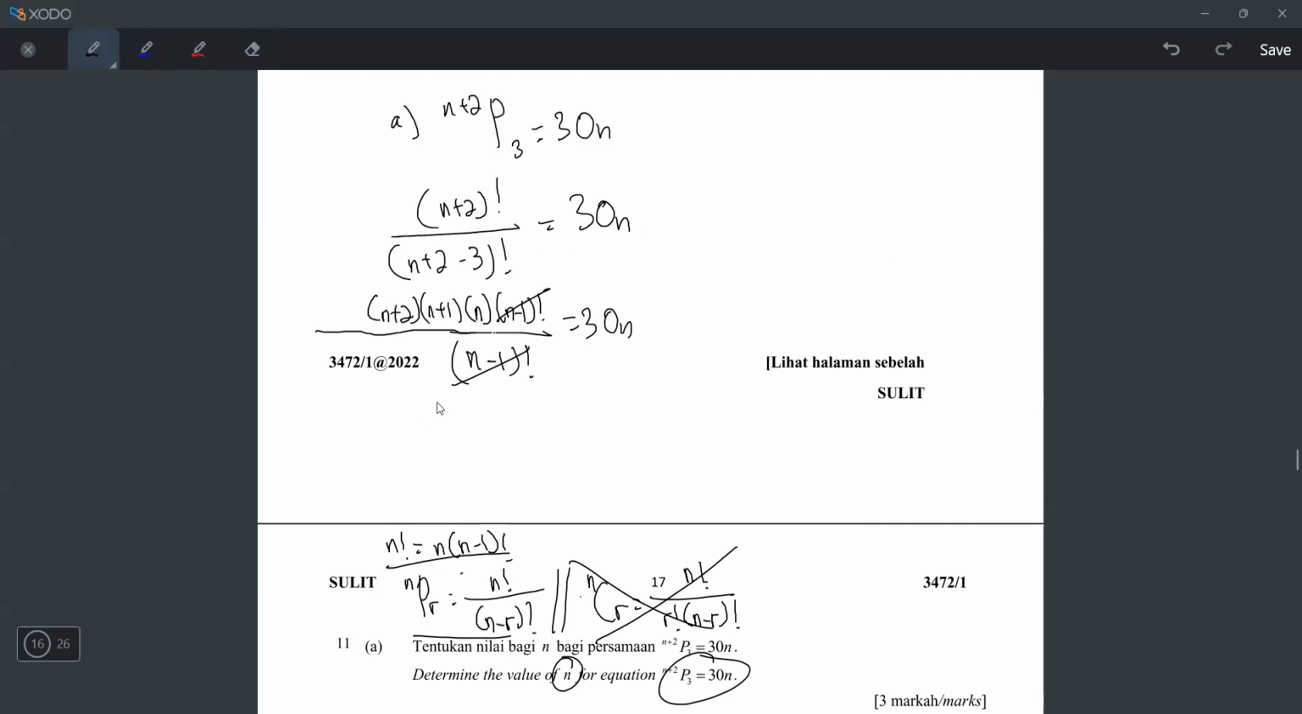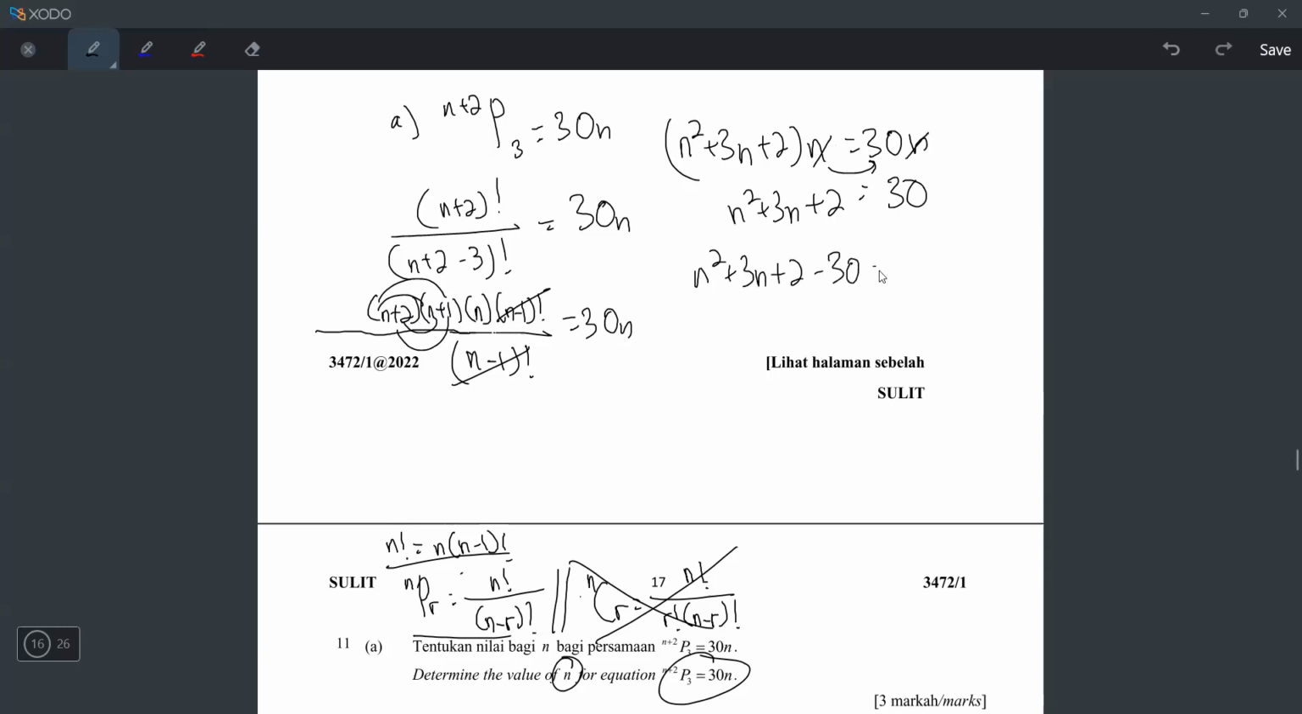So if you expand slowly, you will get n square, and then n times 1 is 1n, 1n plus 2n is 3n, and then 2 times 1 is 2. But don't forget to times again with n equals to 30n. But instead of multiplying, I think you can move to the other side, becomes divide. So 30n divide n, cut, just left with 30. So n square plus 3n plus 2, and then n square plus 3n plus 2 minus 30 equals 0.